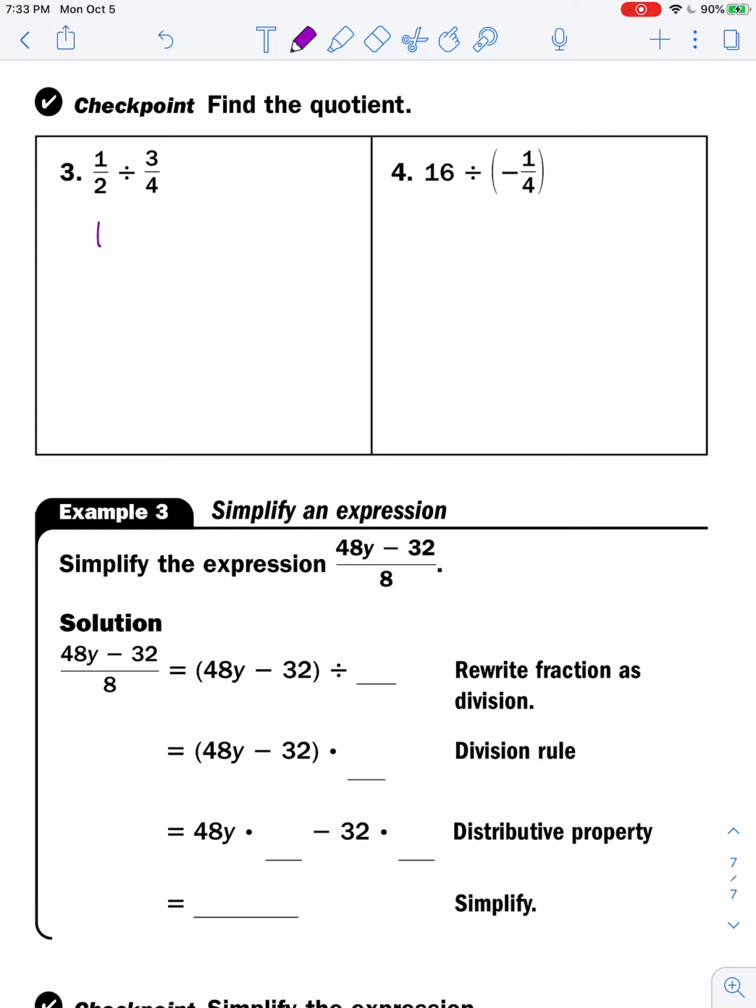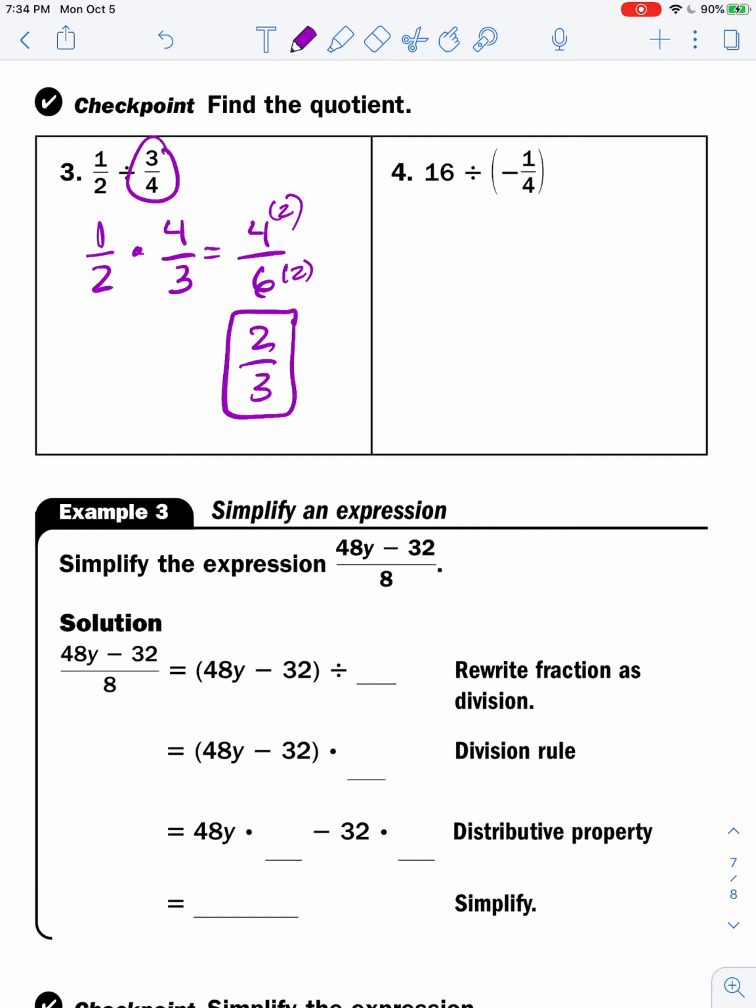Okay, so again, this is division, so I'm going to change that to multiplying by the reciprocal. This is the one that gets flipped. I multiply the top numbers and the bottom numbers, and then I would reduce my answer, because 2 goes into both of these. So they can both be divided in half to give me my final answer. So a lot of little things to think about.